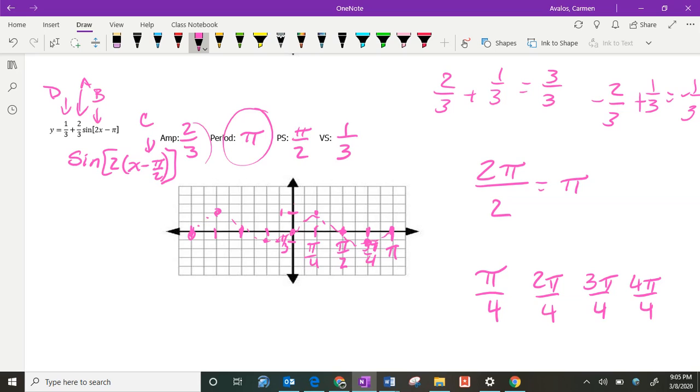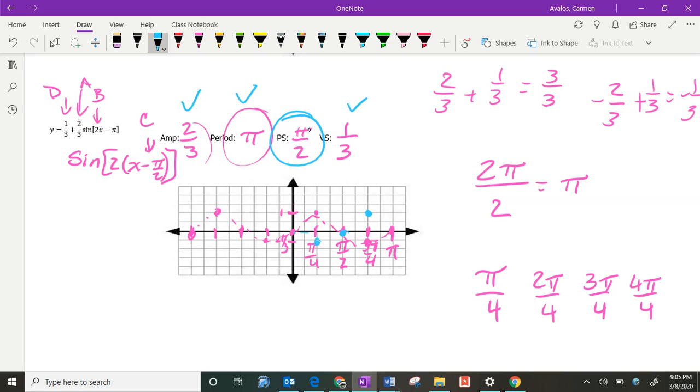But what I want is a phase shift. So we need this phase shift. So we got this, and we got that, but we need to shift it all over. Pi over 2 is 2 tick marks, and we're going in the positive direction. So this one here is going to go over 2 tick marks. This one here is going to go over 2 tick marks. And this one here is going to go over 2 tick marks.